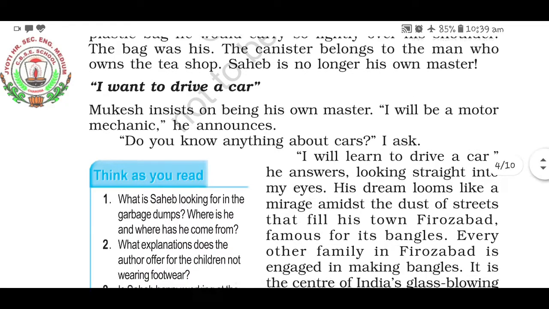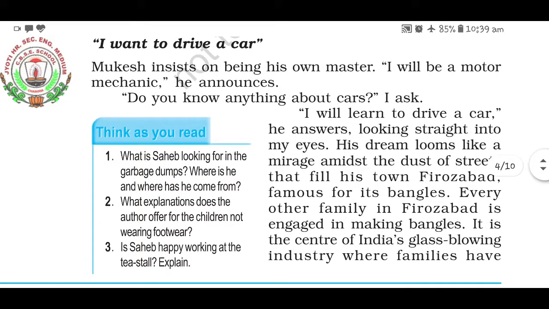There was a dream, but a dream like a mirage. A mirage is something that fades out, something which is just an illusion, an imagination. Don't know whether it will be fulfilled or not.